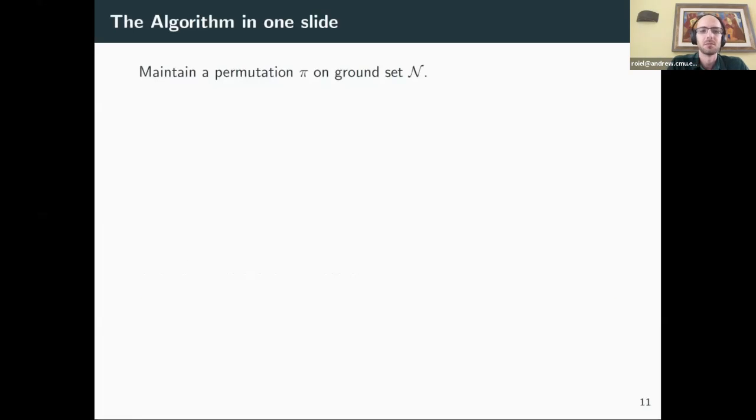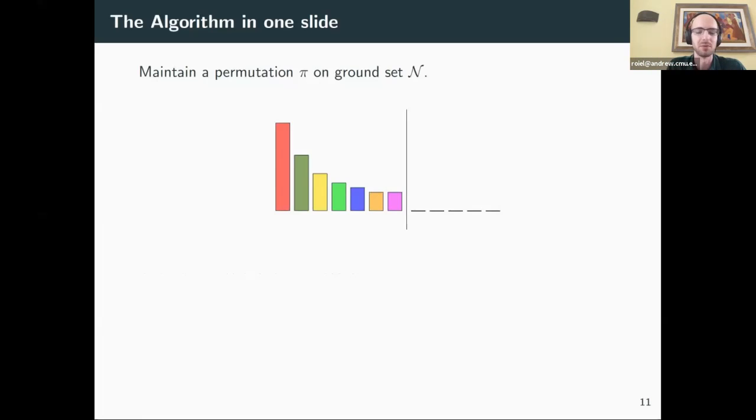Right. So I have one slide about the algorithm. As I said, please come talk to me if you'd like to know more. The algorithm is going to do the following. It always maintains a permutation pi on the ground set. Okay, and it's maybe helpful to think of it as this picture.